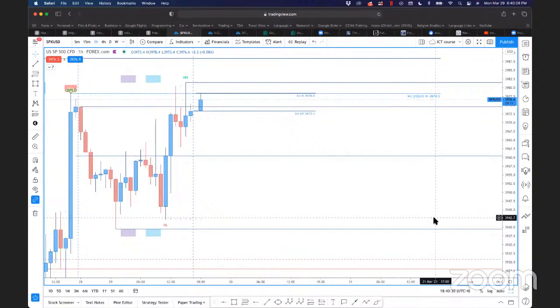How do I clear everything I put on my chart to start fresh? Right here. This right here.